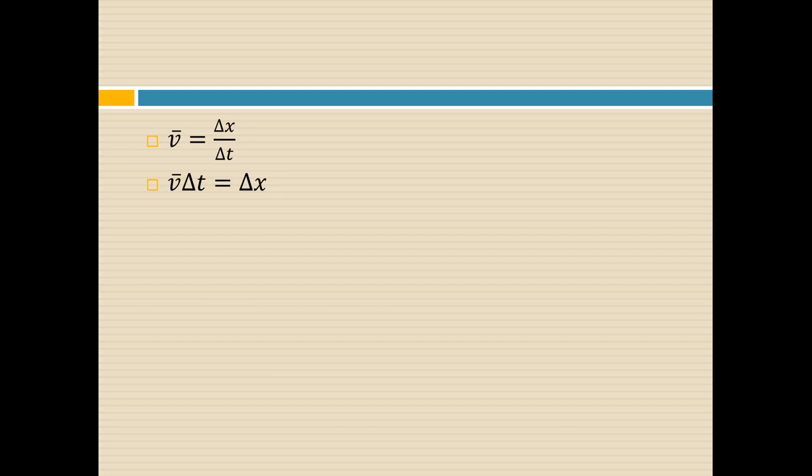Okay. Now, if we look on a velocity versus time graph, then what we see is if we have velocity here and if we have time here, then this height right here represents the velocity.